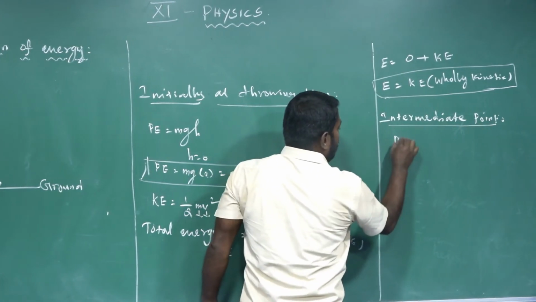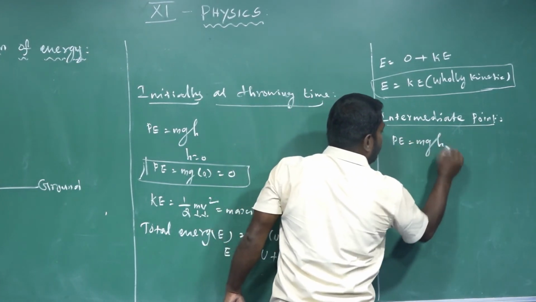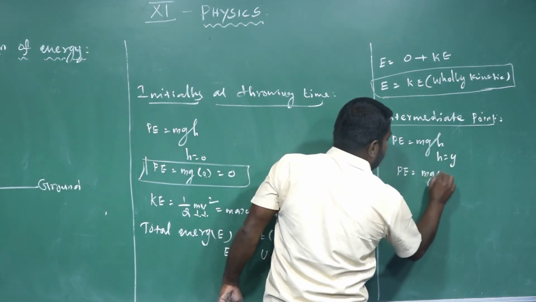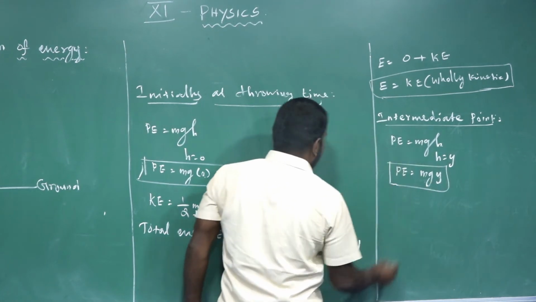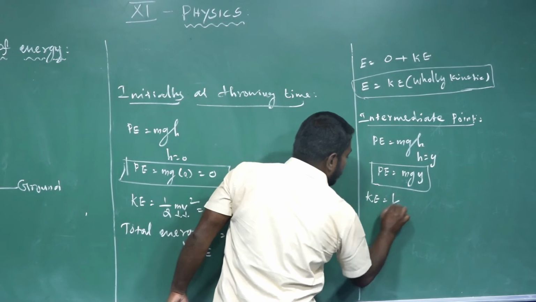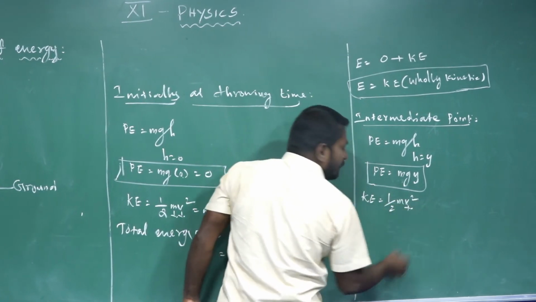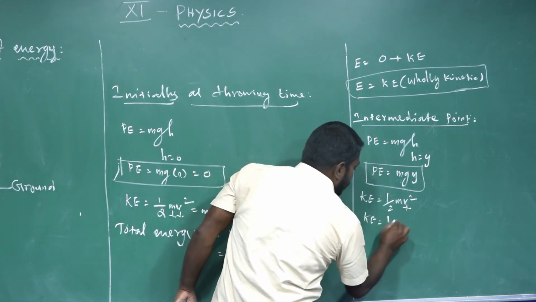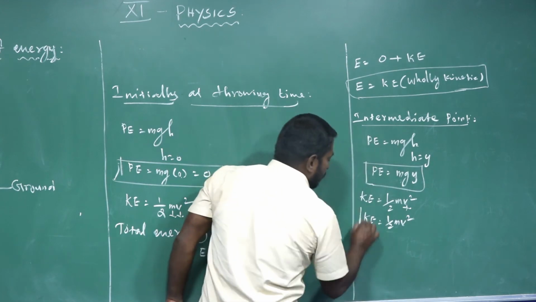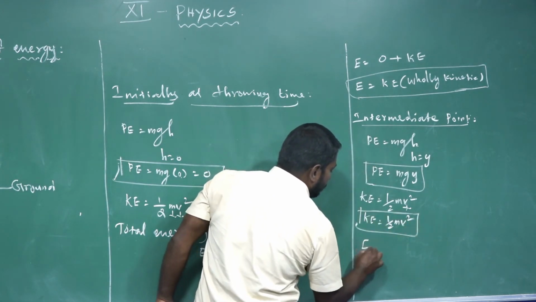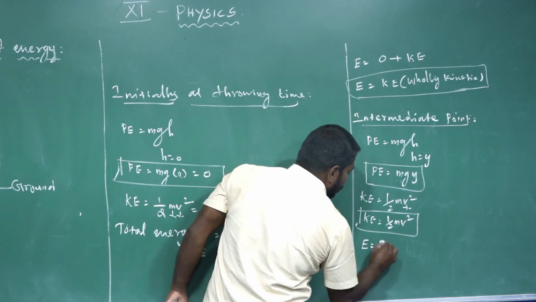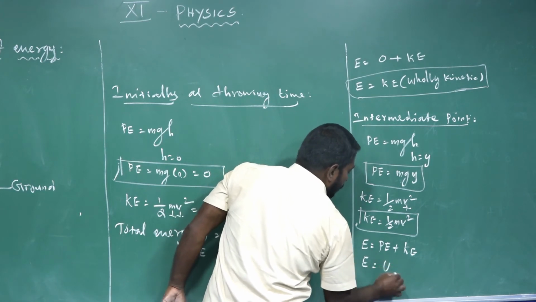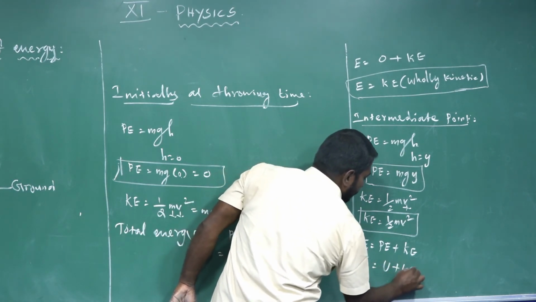the body possesses a potential energy mgh. Here h is equal to y. Therefore potential energy P is equal to mgy. And the kinetic energy possessed by the body, K, is equal to half mv squared. At that instant it possesses a velocity, but the velocity is of a lesser value, hence kinetic energy is half mv squared. The total energy at that intermediate position, E, is equal to potential energy U plus kinetic energy KE.